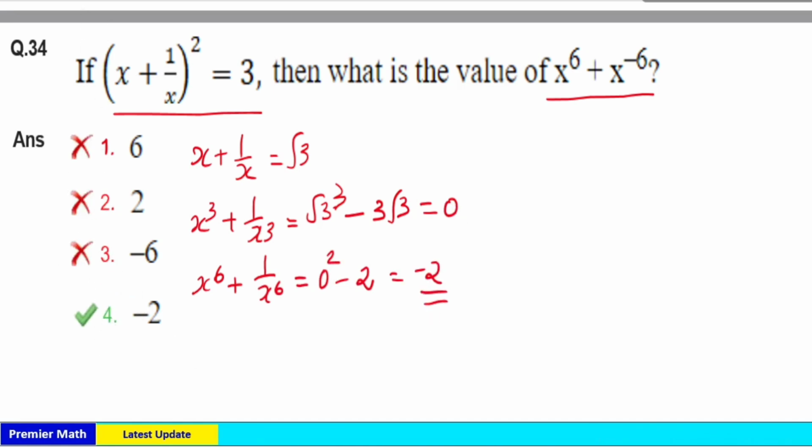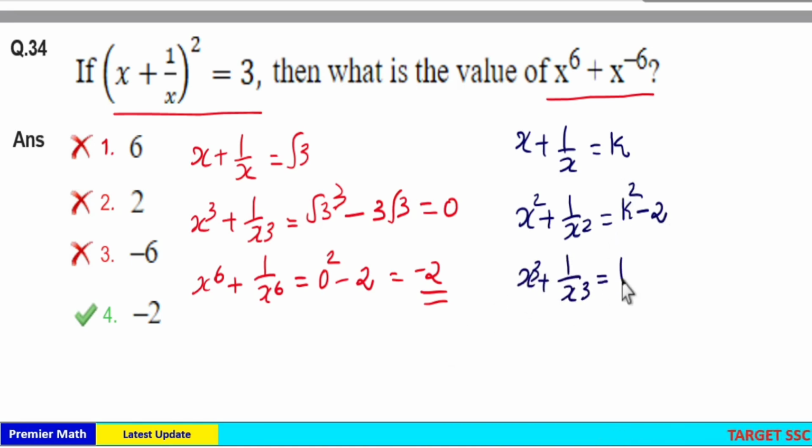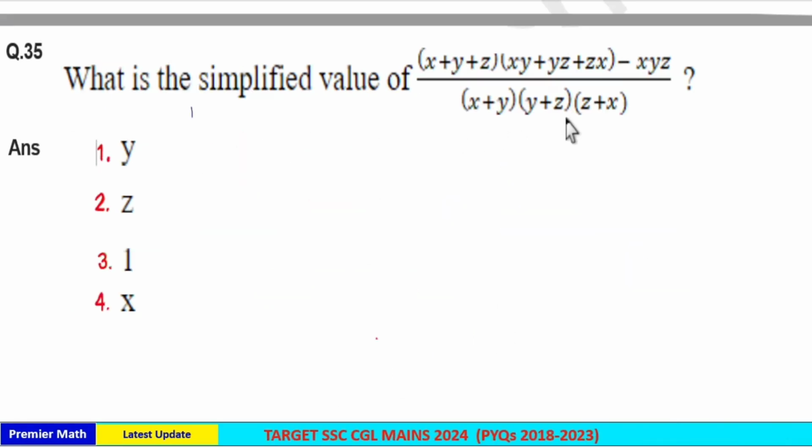Actually, this is just taking squares and cubes. If x plus 1 by x is equal to k, then x square plus 1 by x square is equal to k square minus 2, and x cube plus 1 by x cube is equal to k cube minus 3k. So remember this.